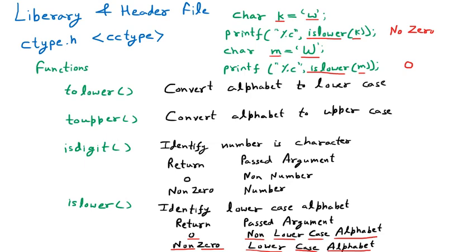So these are the four functions that we have discussed inside ctype.h. We have learned that ctype.h is the header file for dealing with characters, and for strings we are having string.h. The functions which we have learned are tolower, converting to lowercase, toupper, converting to uppercase, isdigit, finding whether the input character is a digit or not, and islower, finding whether the input character is lowercase or not. So these are the ctype functions, and after that we are going to discuss the next header file.